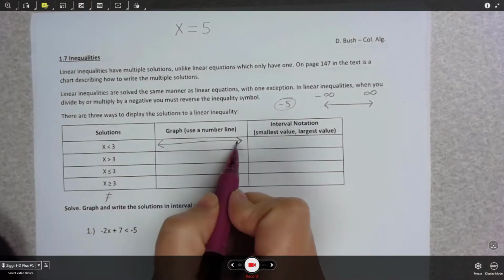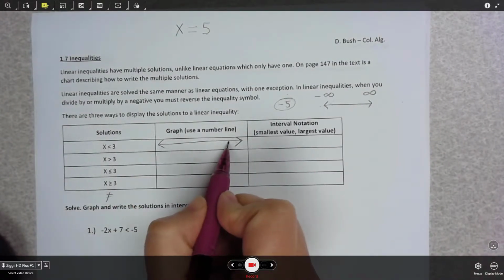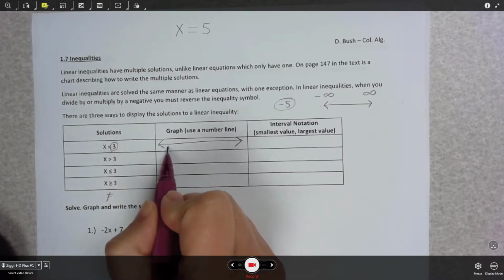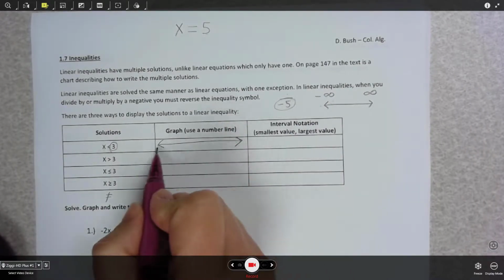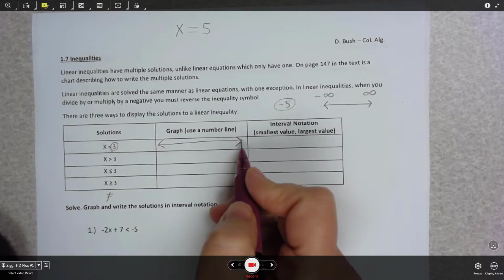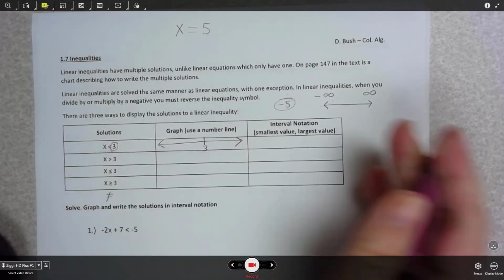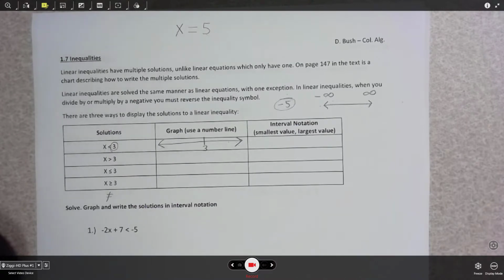So to graph on the number line, I'm going to draw me a number line, put arrows on each end. Then I'm going to take and mark this number right here on the number line. Now, you don't have to be fancy with your number line, just a plain number line like this, and somewhere on there mark you a 3. It doesn't matter where, it doesn't matter how long your number line is.